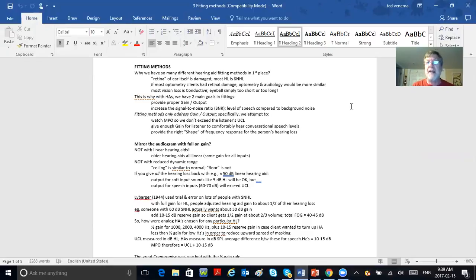That's why with hearing aids, now to our field, there's two main goals in fitting. One is providing the proper amount of gain or output. But the second goal is you've got to increase the signal to noise ratio, the intensity of speech compared to the intensity of noise. How do you help the person with sensory neural loss separate speech from background noise? Because background noise is the biggest culprit, the biggest complaint of hearing aid users. Background noise, background noise, background noise.